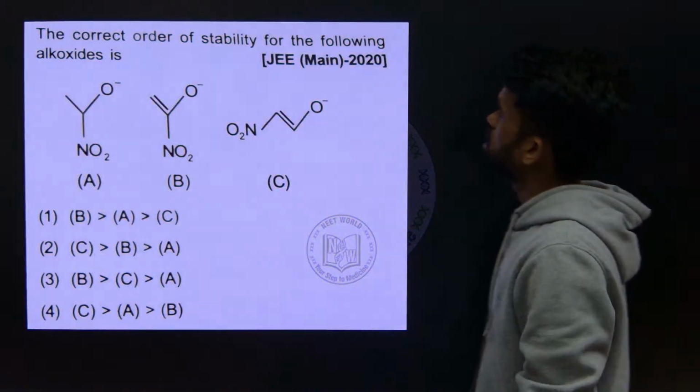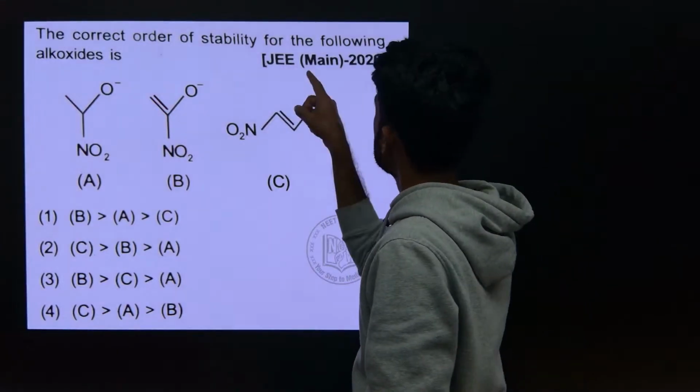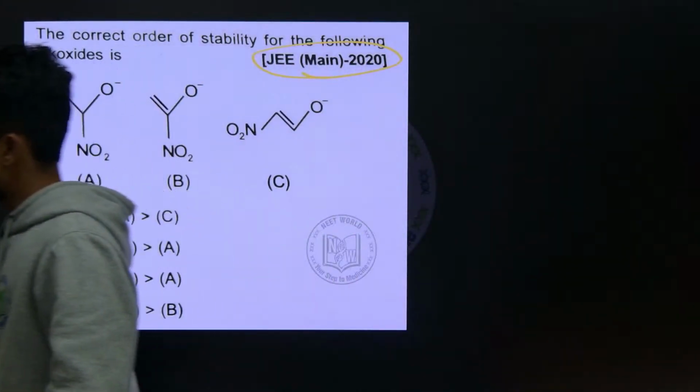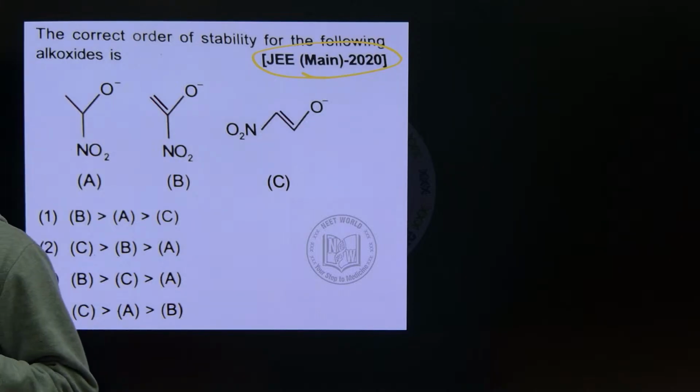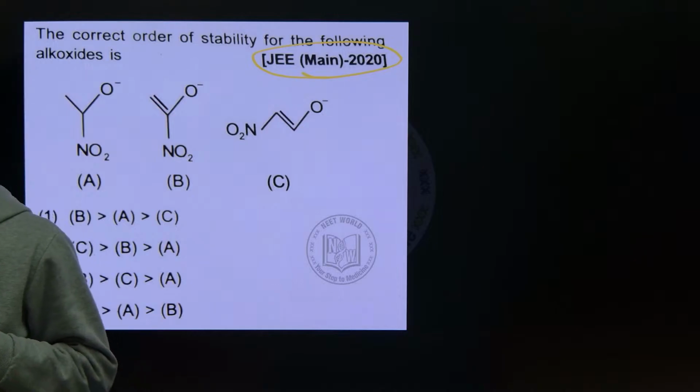Look at this, the stability of the following alkoxide ions. This is from JEE Mains. How can you answer me? Tell me fast. How can you answer this? Very easy. Yes, anyone can try. Anyone can try and give me your answer for this.